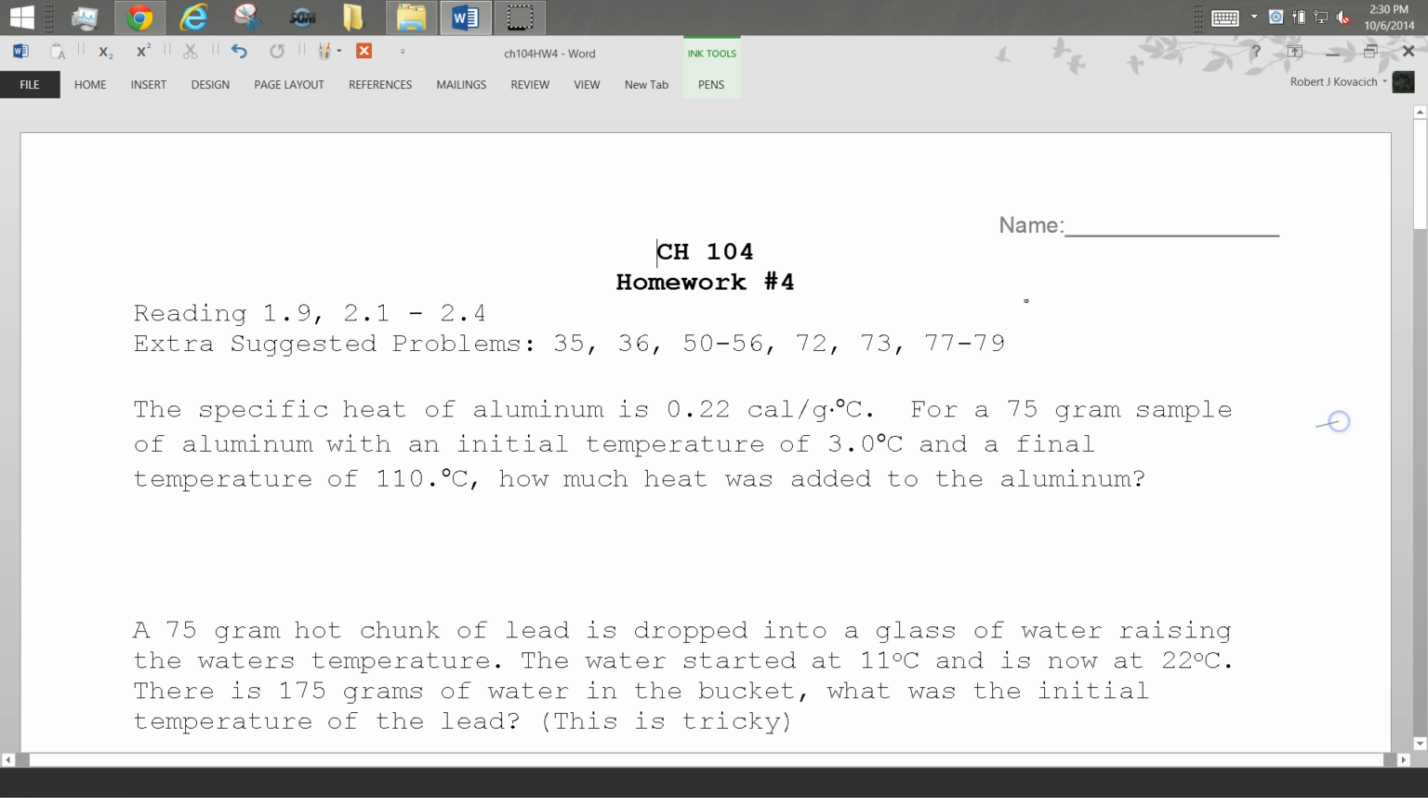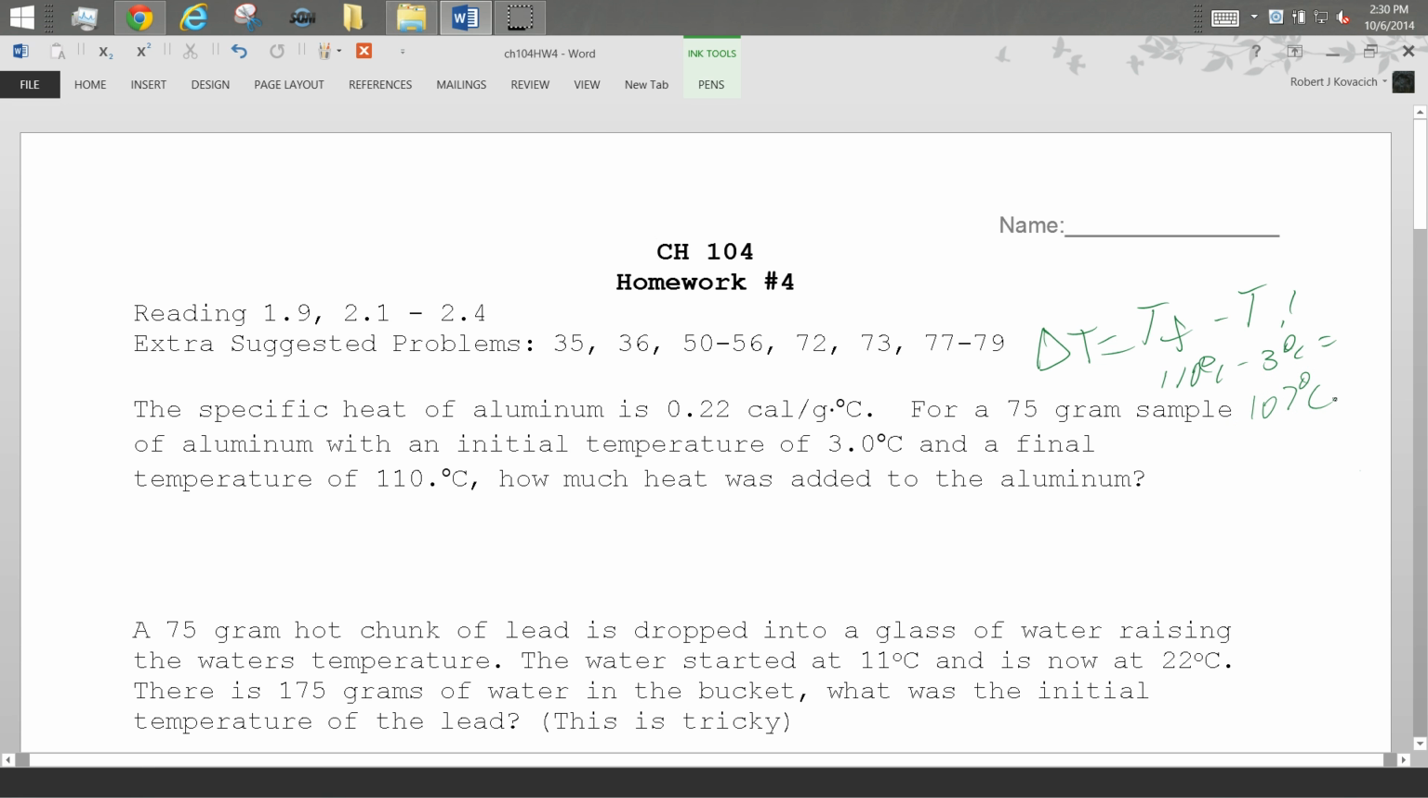So my delta T for this is temperature final minus temperature initial, and this is 110 degrees Celsius minus 3 degrees Celsius, so I'm looking at 107 degrees Celsius.